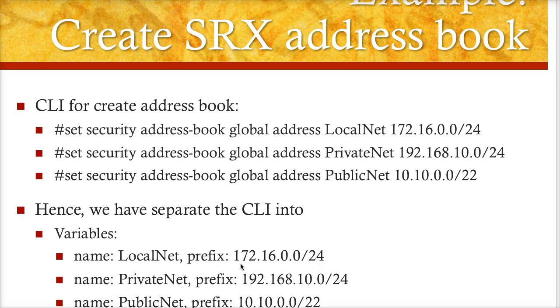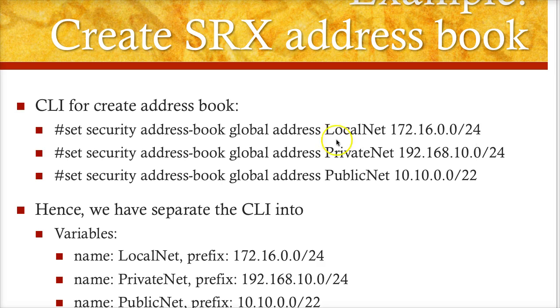Before we talk about the NAT, let's use a more simple example, which is using the CLI to create an address book in SRX. If you think about how to use the CLI to create an address book, there is just a very simple command: set security address-book global address, then the name, and then the IP address, which would be the subnet.